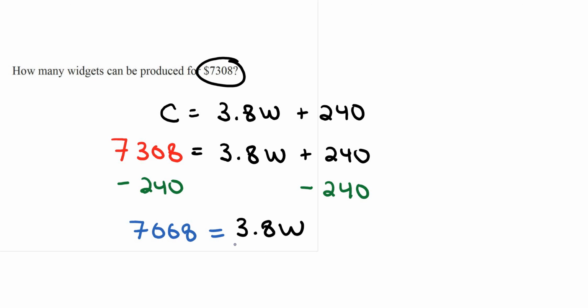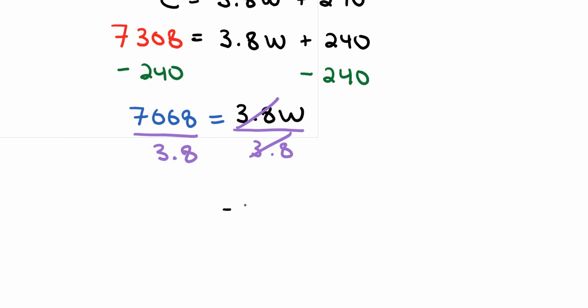And then finally, mathematically, you can divide both sides by 3.8. That and that will cancel. All right, so W here. 7,068 divided by 3.8 is going to be 1,860. Okay, so we can make or buy 1,860 widgets when we have $7,308.